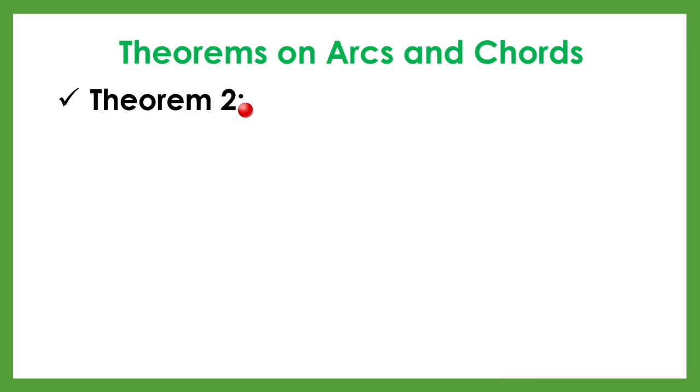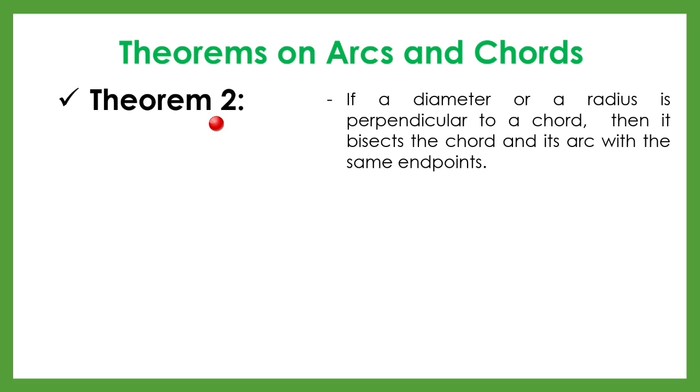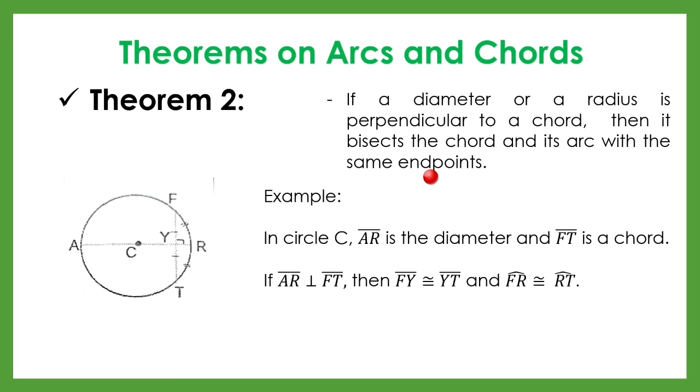Let's have the second theorem on arcs and chords. So, if a diameter or a radius is perpendicular to a chord, then it bisects the chord and its arc with the same endpoints. So, let's have example. So, we have in circle C, line segment AR is the diameter. And line segment FT is a chord. So, yung line segment FT ay chord. If line segment AR is perpendicular to line segment FT.